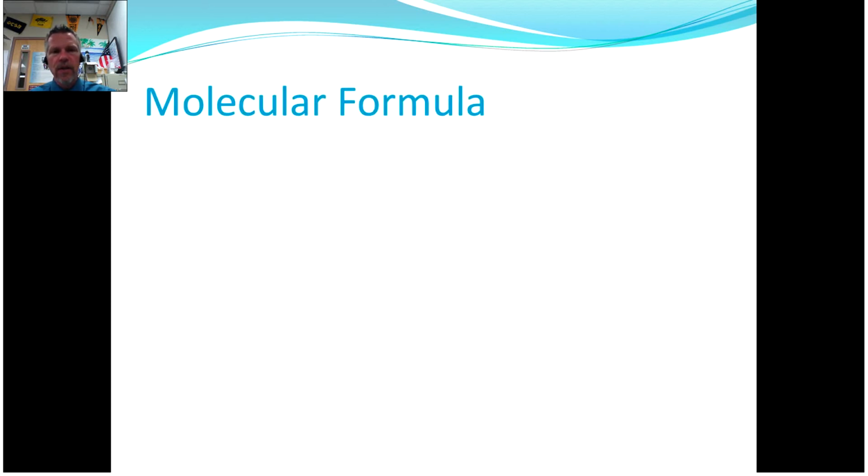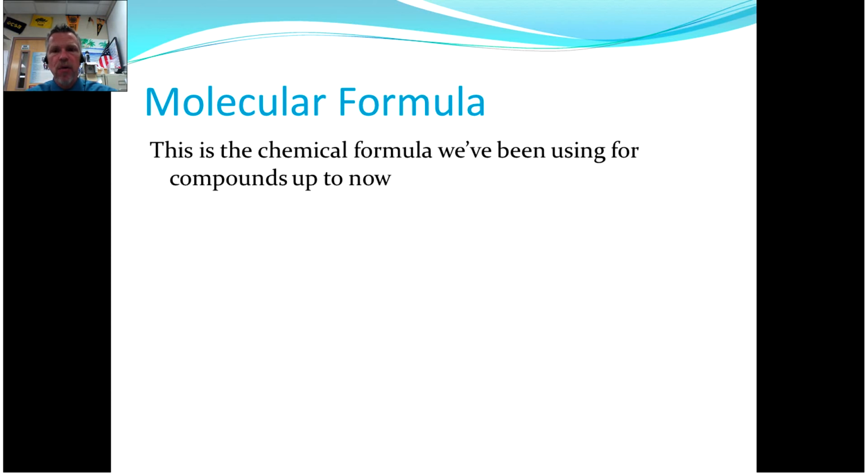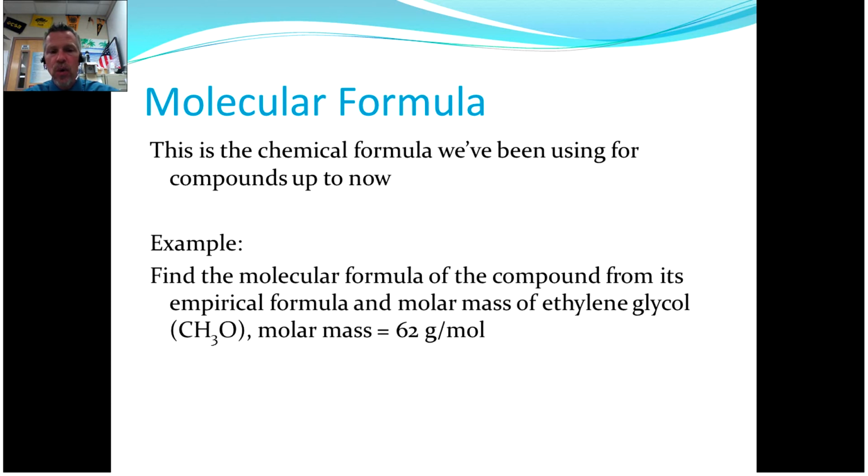All right, let's touch quickly on the molecular formula. This is the one that you are more familiar with. The molecular formula is the one that we use every day. It's the chemical formula we've been using up until now, and it basically gives you an actual count of the atoms that make up a compound. So if I look back at that hydrogen peroxide example from earlier on, the empirical formula for H2O2 was simply HO. The molecular formula, the actual formula, was H2O2. So you see the difference?